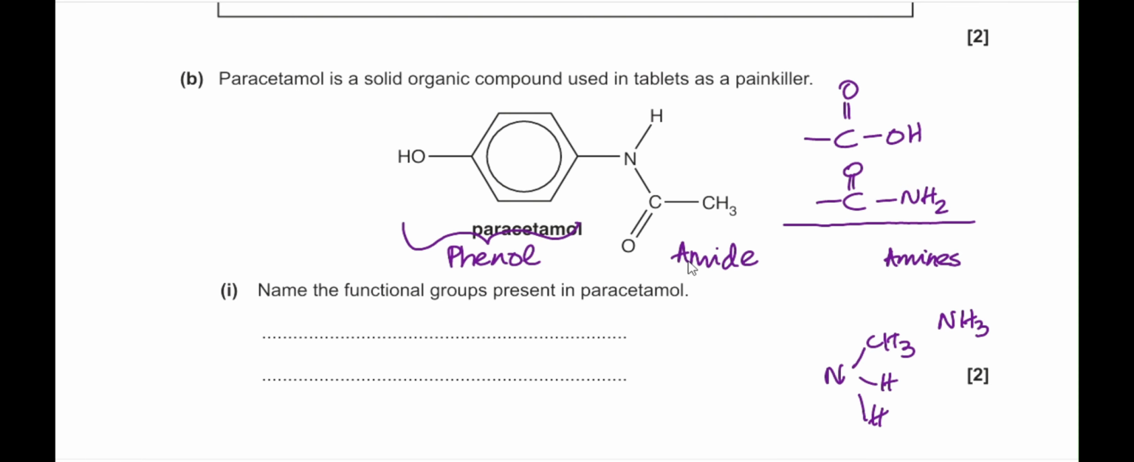Now that's the distinct feature of an amide. So don't forget, if nitrogen is linked with a carbonyl group, it's an amide. So what we need to write here is that one functional group is phenol, another one is amide.